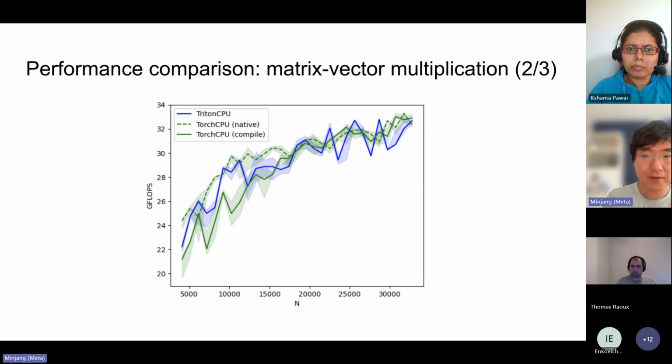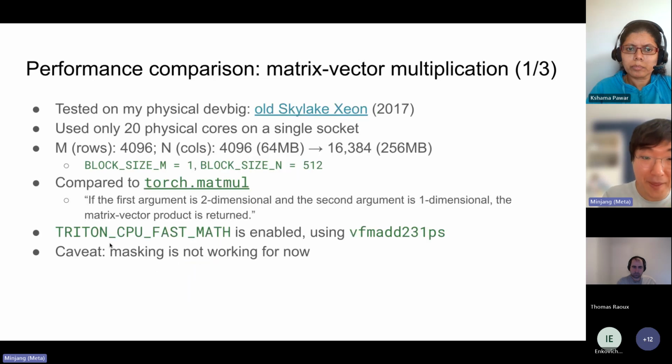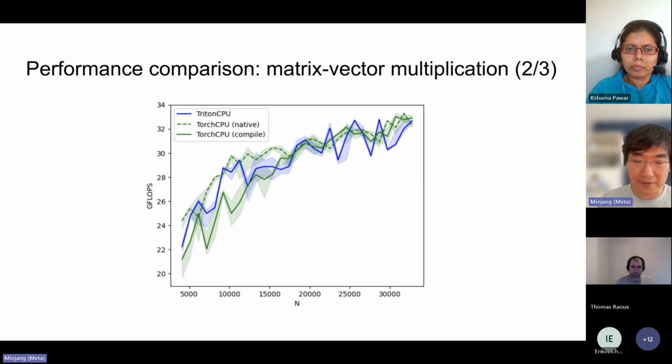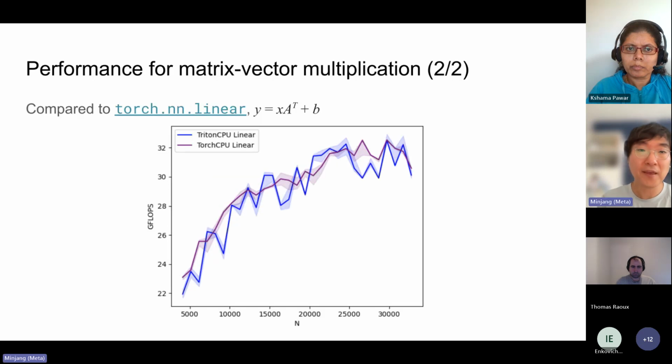We were able to match the perf to Triton CPU and the Torch CPU side. But one caveat is that at this time, the math thing is not working. There are some compile errors, MLIR issues, so we were going to fix it. For now, the size is just a multiple of the vector block size. We also compared with Torch nn.linear, which is closer to the GEMV cases, and we also found that the perf is pretty similar to each other.